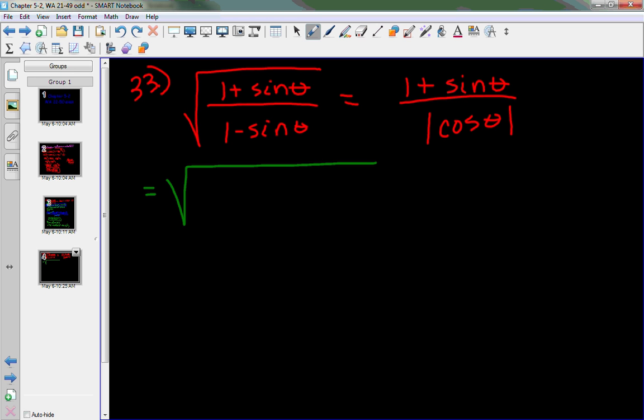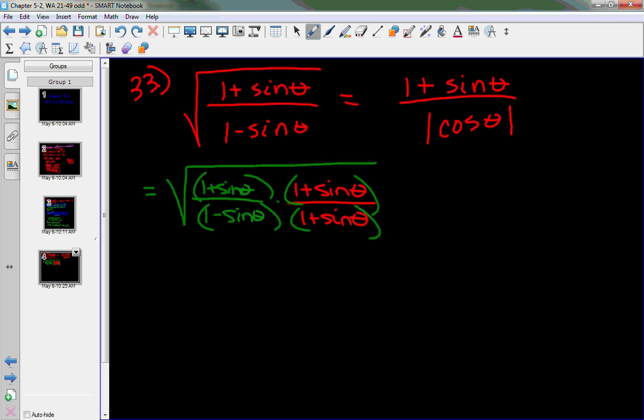If I were to have just this junk underneath the radical, how would you begin to do that problem? You would multiply by its conjugate. The conjugate is going to be 1 plus the sine of theta, right? Do we understand that? So, how many 1 plus sines of theta do I have up top? 2. We're going to write that down as squared. You know why we're going to write that down as squared rather than foiling it?